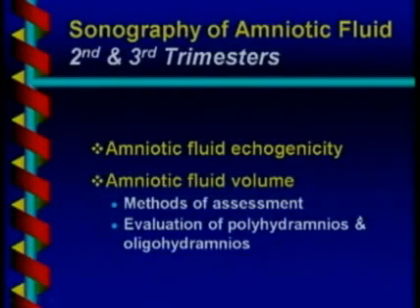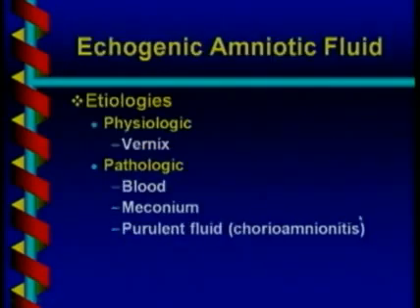In the second and third trimesters, there are two features of the amniotic fluid that are relevant. One is its echogenicity or brightness, and the other is the amniotic fluid volume. I'll talk about both of those before ending. Let's first talk about bright amniotic fluid. There are a few different etiologies or causes of bright amniotic fluid.